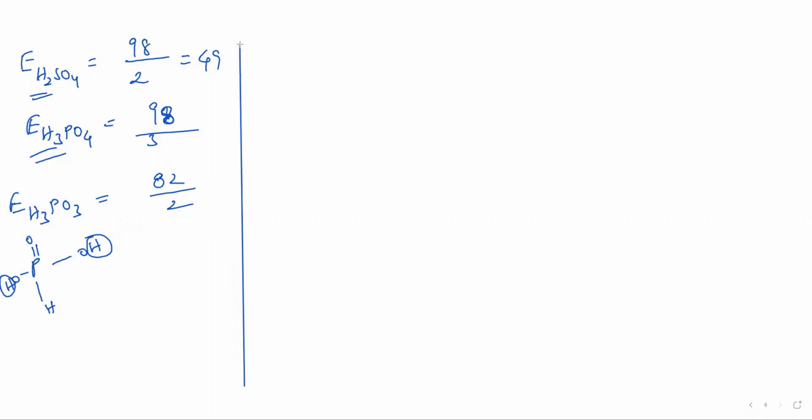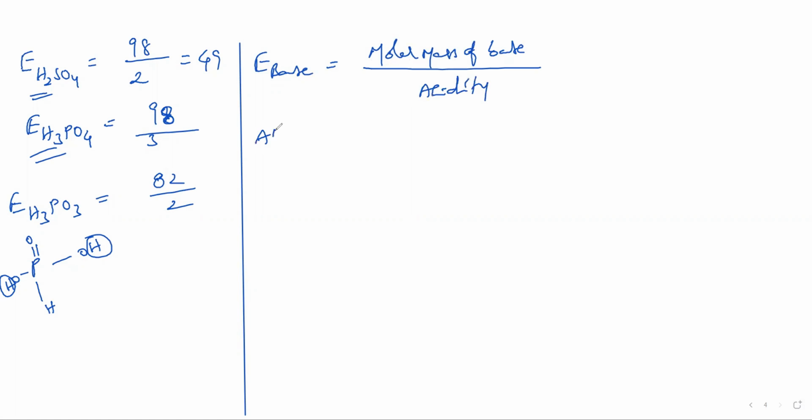Then let us move to equivalent weights of bases. That is given by molar mass of base by acidity. So what is acidity, sir? Number of replaceable OH minus ions. That is what we call acidity. Did you understand? So this is about acidity.